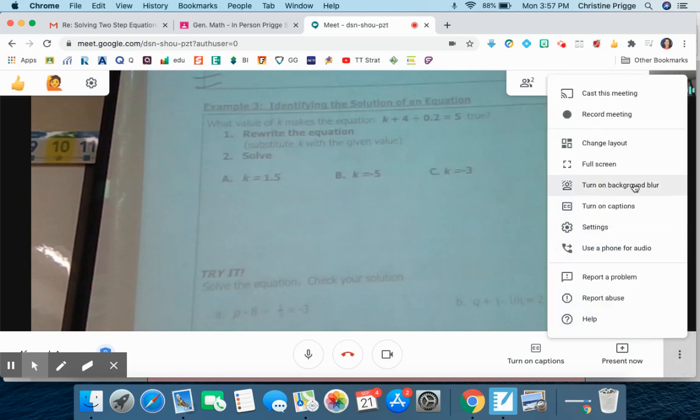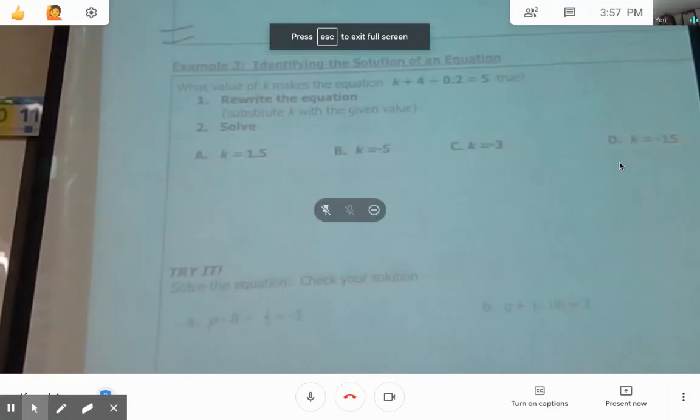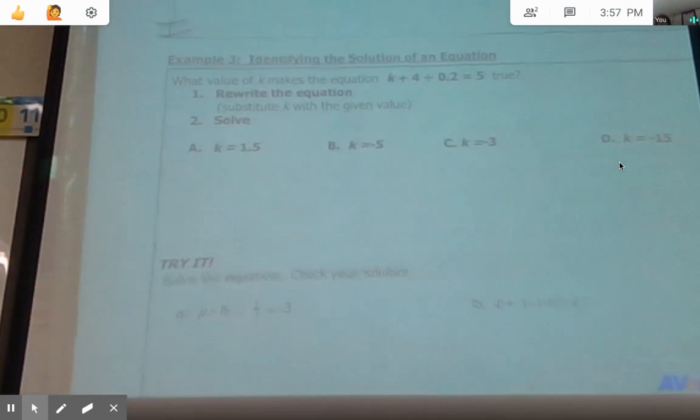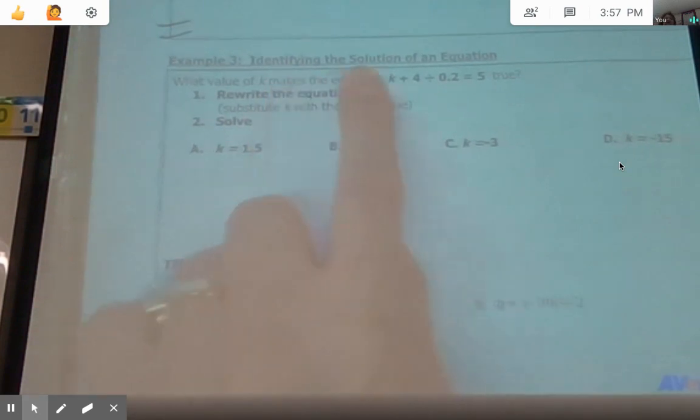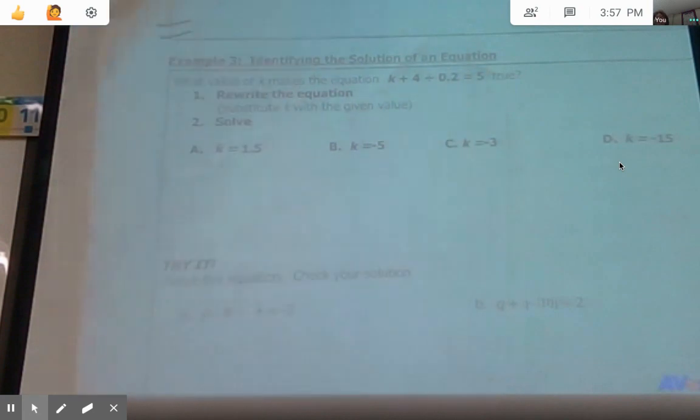Okay, we are on page 8 in our packet. We're going to do the notes for page 8, starting with example 3. Example 3 says it's identifying the solution of an equation. So that's what we're doing in example 3. So read along with me, please, page 8 in your packet.